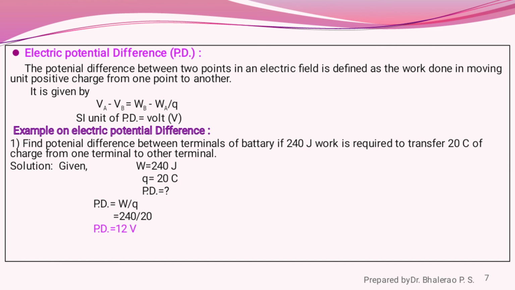The potential difference formula is W upon Q. Putting the above values in this formula, we will get 240 upon 20. Calculating this quantity, we will get potential difference is equal to 12 volt.